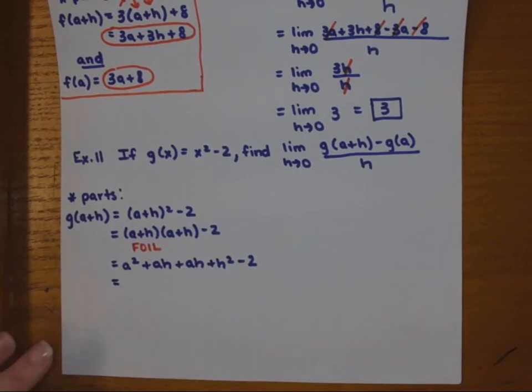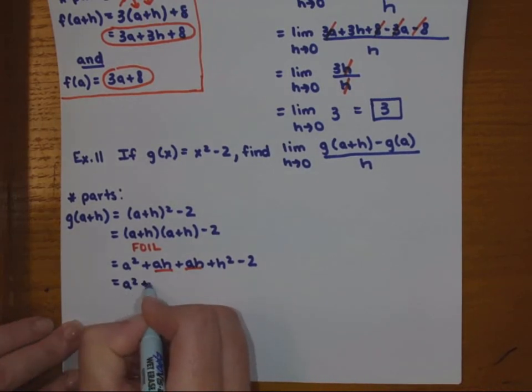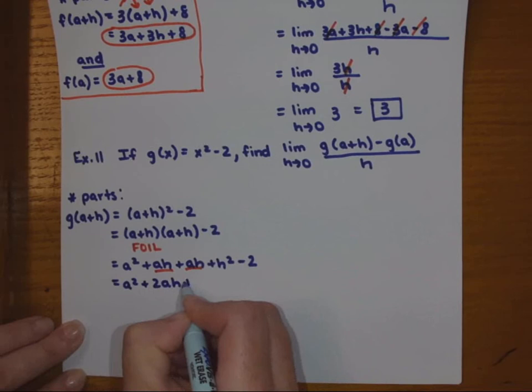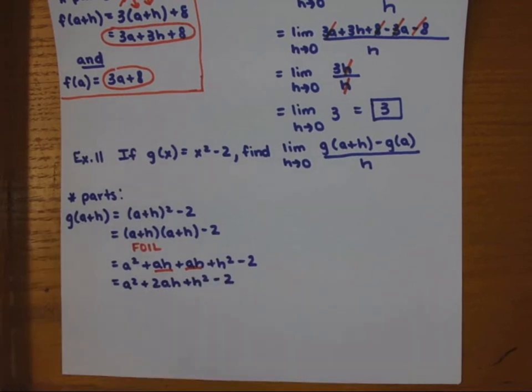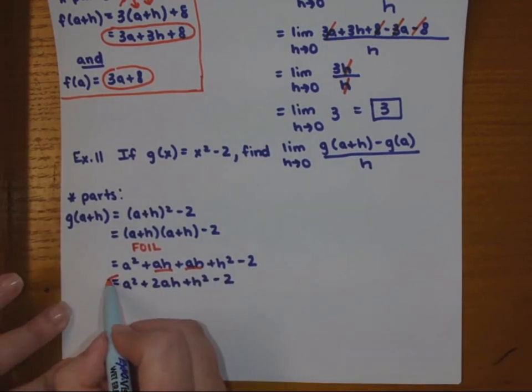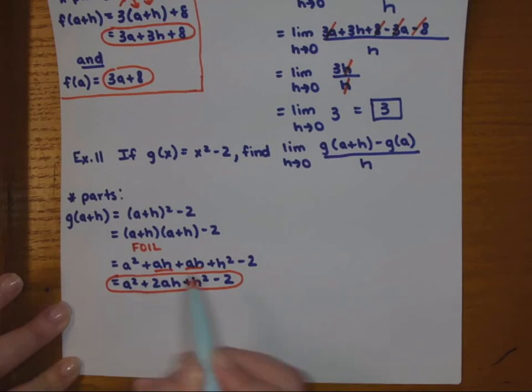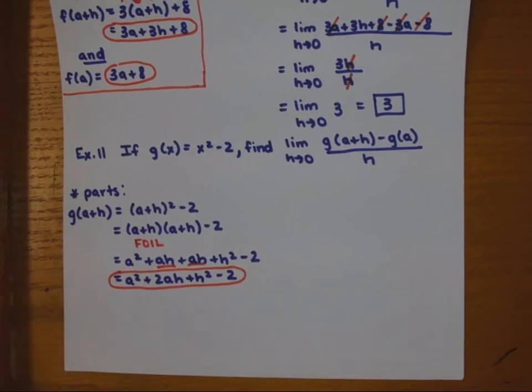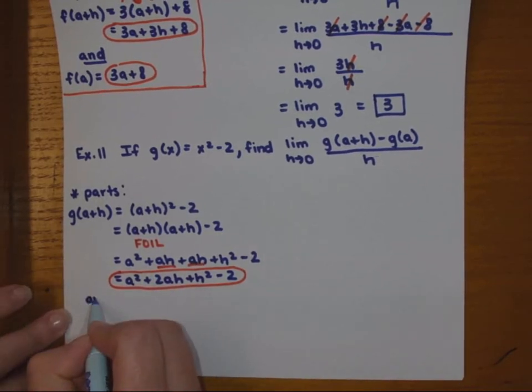We have a couple of like terms. So we have an ah and another ah. So if you add those up, you have 2 of them. But notice nothing else is a like term. So this is as far as I can go with this part. Okay, I'm going to have to be okay that that's a little tedious.